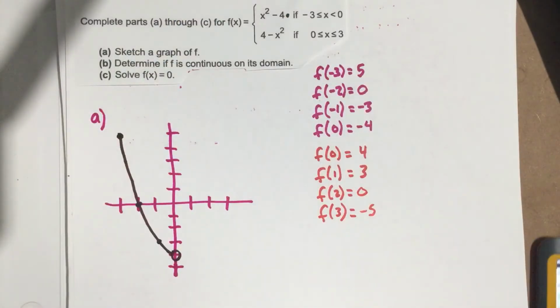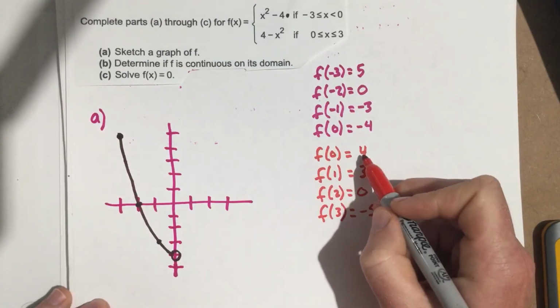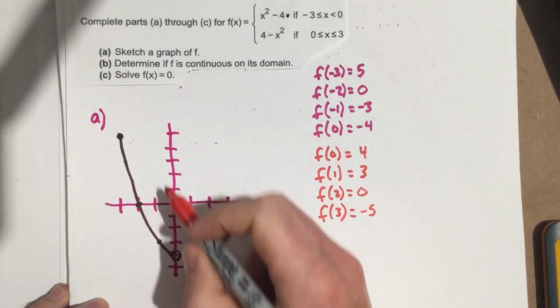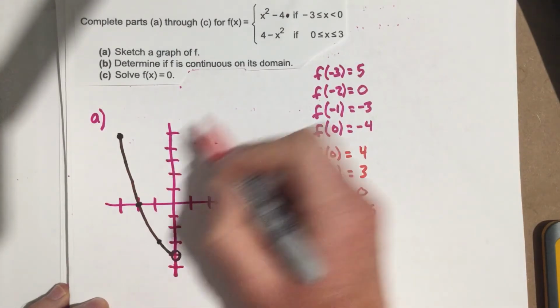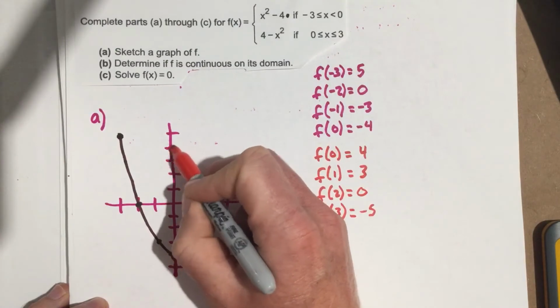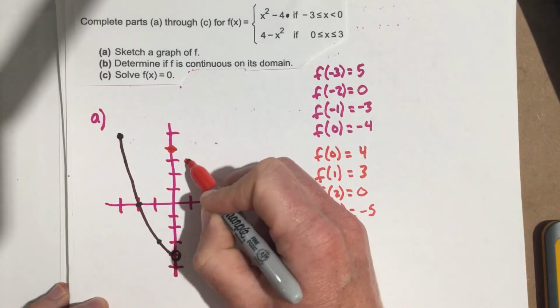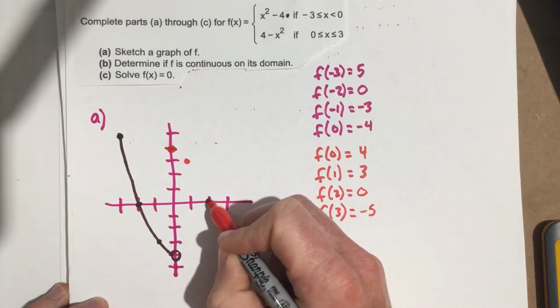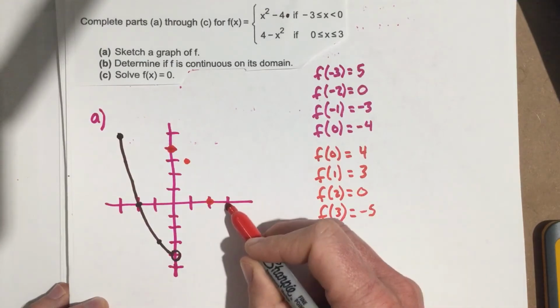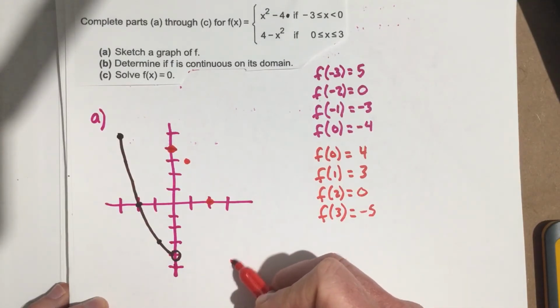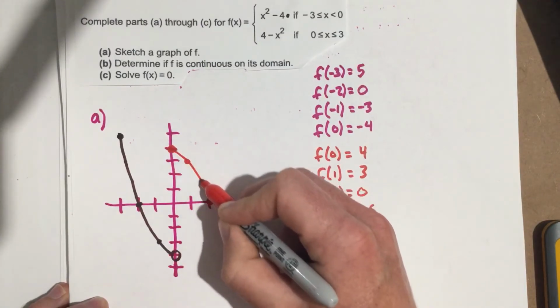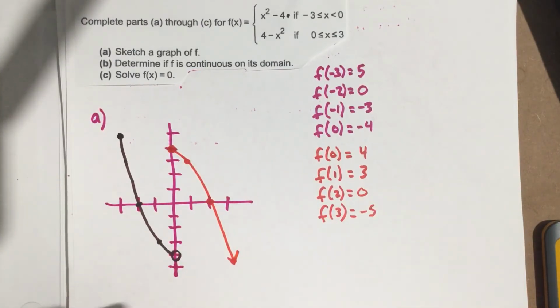So let's plug those in on the graph. F of 0 is 4. So 0 for x, 4, that's up here. That's a closed dot because of the less than or equal to signs. So closed dot here. F of 1 is 3, so 1 and 3. 2 and 0. And then 3 and -5. So this is the function there. All right, now we've sketched the graph. That's part A. That took quite a bit of time, but graphing by hand does.